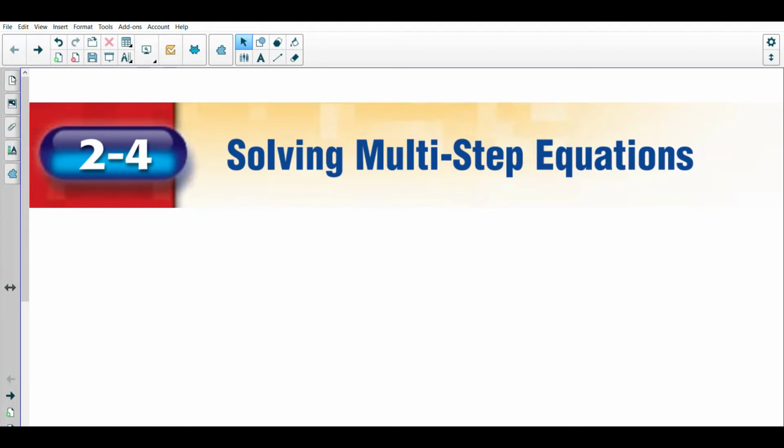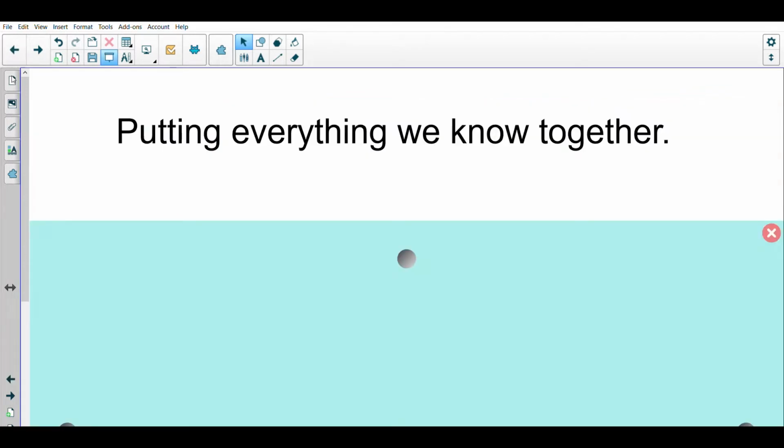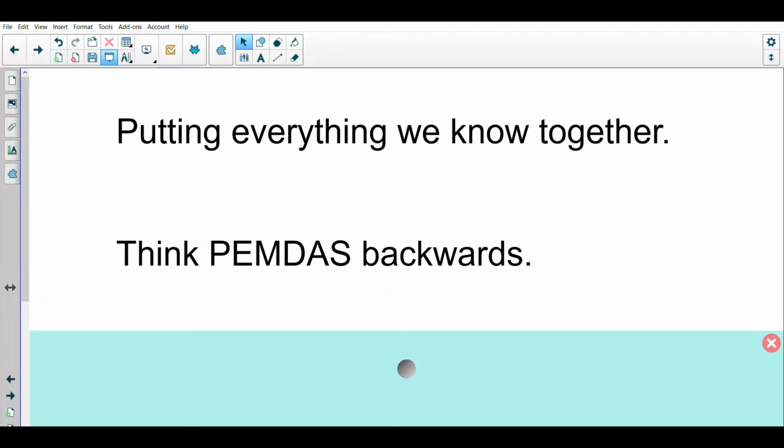In today's video, we're going to look at section 2-4, solving multi-step equations. All we're going to do today is put everything we know from the last few sections and other chapters and previous years all together now. Essentially, when we solve multi-step equations, we've got to think PEMDAS backwards.